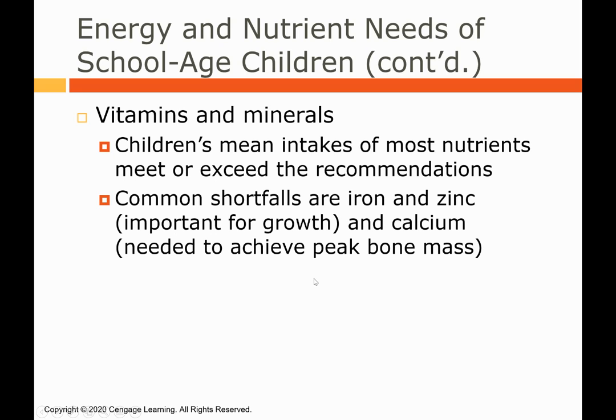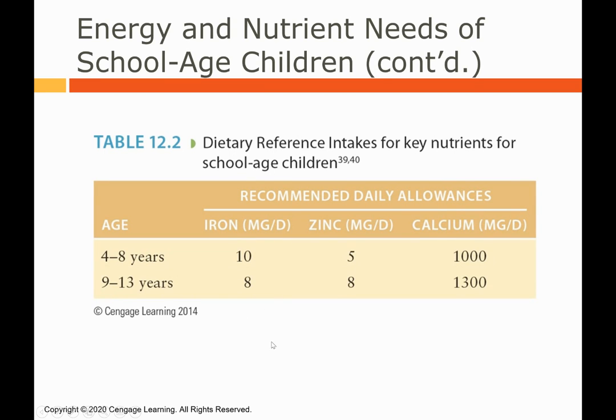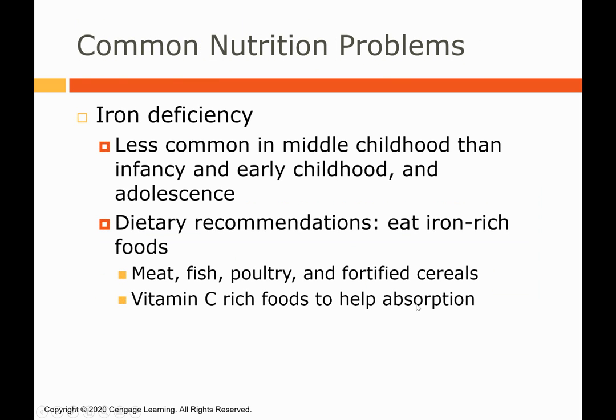For vitamins and minerals, children's intakes of most nutrients meet or exceed the recommendations. Common shortfalls are iron and zinc, which are important for growth, and calcium, which we know is needed to achieve peak bone mass. So the DRIs for key nutrients for school-age children are here. Again, be familiar with these numbers. For ages 4 to 8 years old, iron is 10 milligrams per day, zinc is 5 milligrams per day, and calcium is 5 milligrams per day. For 9 to 13 years old, iron is 8 milligrams per day, zinc is 8 milligrams per day, and calcium is 1,300 milligrams per day.